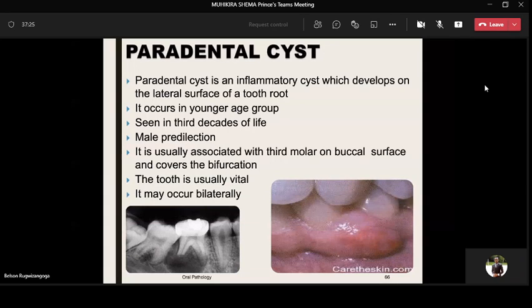Periodontal cyst is an inflammatory cyst which develops on the lateral surface of the tooth root. So here we have seen around the pulp, now here it is around the root. It occurs in young people seen in the third decade of life, between 20 and 30 years. Also males are more affected. It is sometimes or usually associated with the third molar as we saw for odontogenic keratocyst. So it means this one shares many features with odontogenic keratocyst. The difference now will be seen on histology.